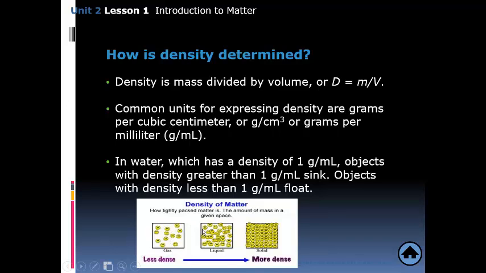Density is how tightly packed matter is, the amount of mass in a given space. So gas is less dense, it's not very tightly packed. Liquid, which is a different state of matter, is a little more tightly packed. You can see they're getting closer together. A solid is the most dense. They're very tightly packed. They're just vibrating side to side.